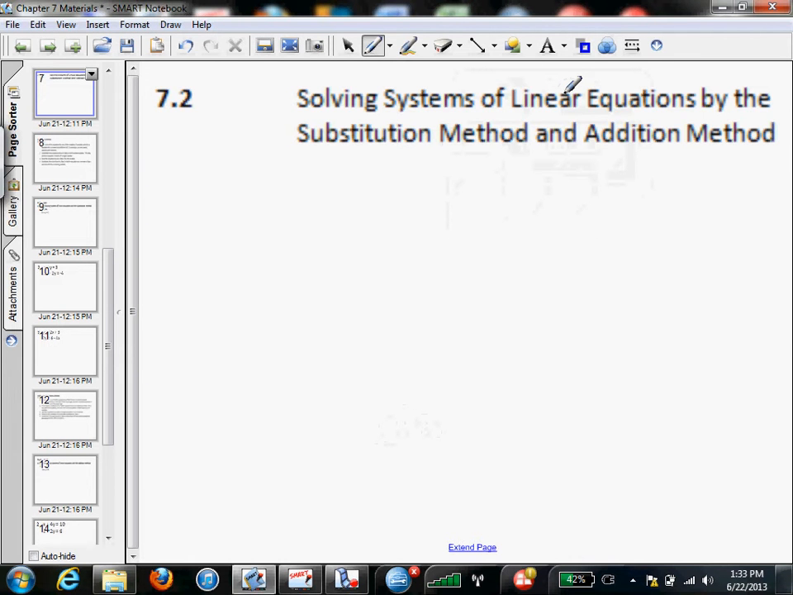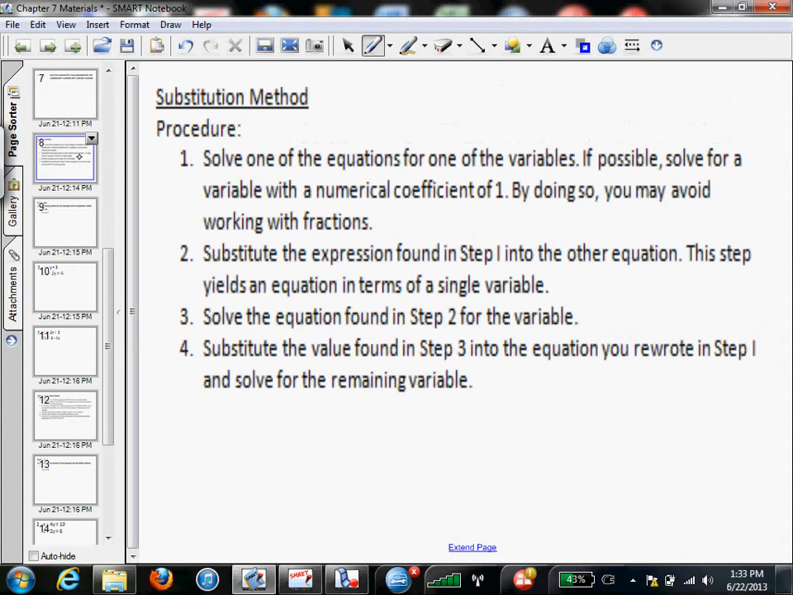Hello and welcome to Solving Systems of Linear Equations by the Substitution and Addition method. This will be split into two sections, one for the substitution method and one for the addition method. So let's get started. With the substitution method, you're going to need to know this procedure. Please refer to your notes in the PDF or pause the video now to read over these.